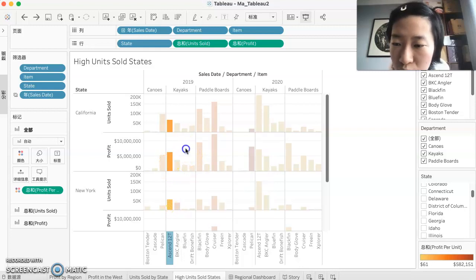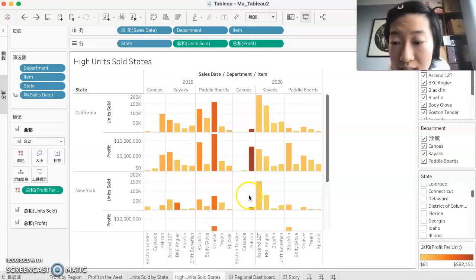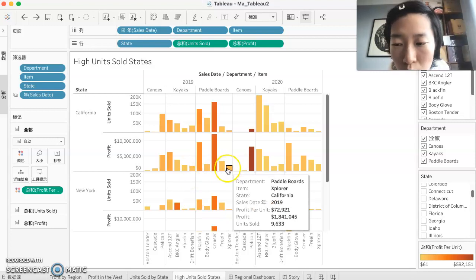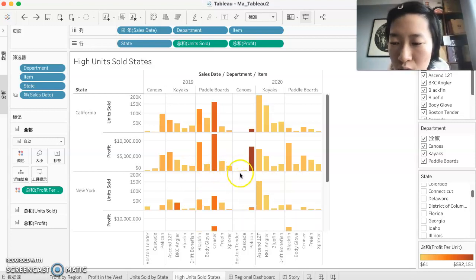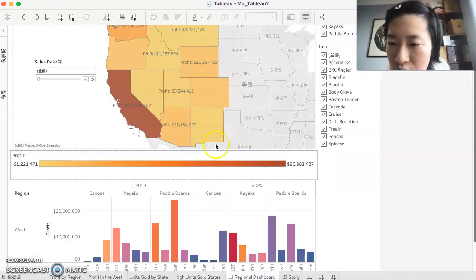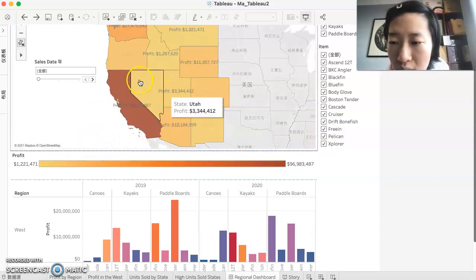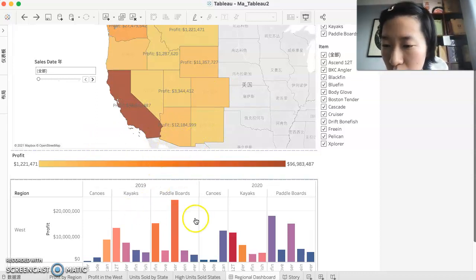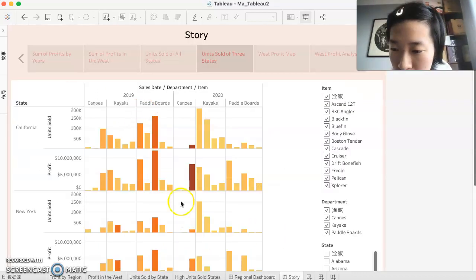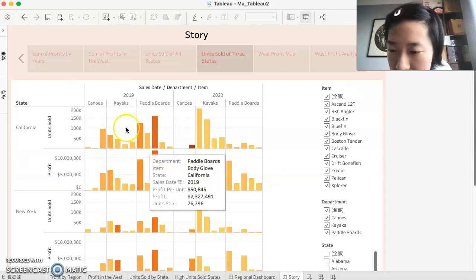What I get from these four sheets is that this company may need to find some way to increase their profit per unit to increase the whole profit of the company. In this regional dashboard, I present the profit map in West as well as the profit of each item and department in the West. Last but not least, this is the story part.